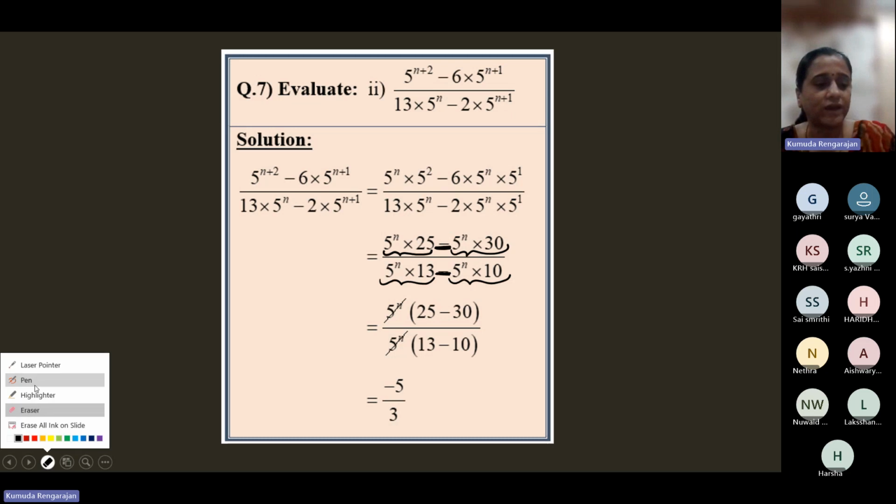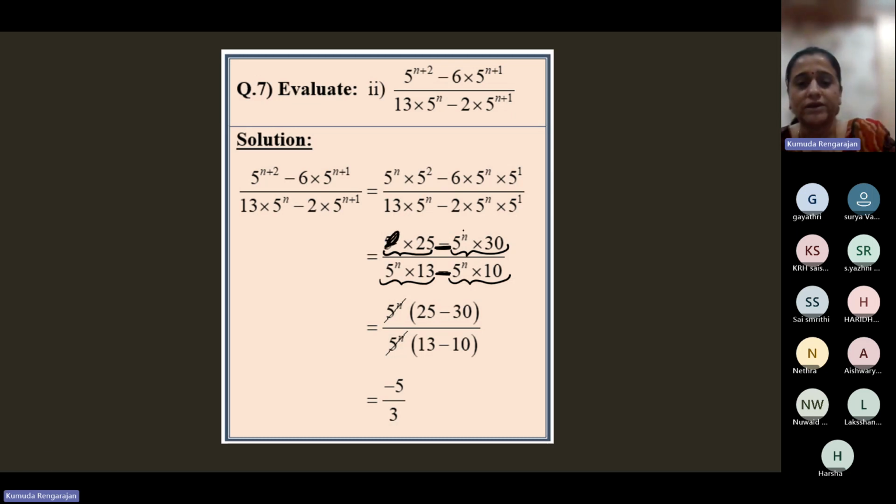Okay, so when you bring out 5 to the power n common in the bracket, you should write 25 minus 30 in the bracket. Similarly, in the denominator, we have 5 to the power n common. Write it out, and in the bracket you would have 13 minus 10.